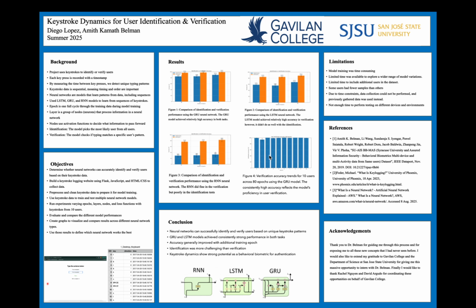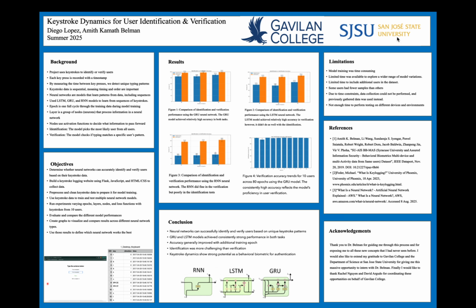And finally, the fourth graph is a graph of the verification accuracy for all 10 users. As you can see, pretty much all of them are at the top. This means that it was very good at telling which user was the genuine user for the verification.